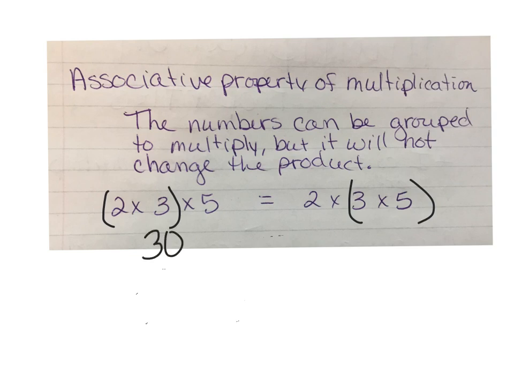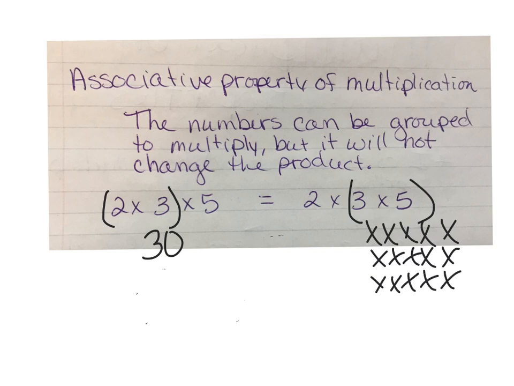Now I go over here to my other problem. I'm going to multiply 3 times 5, 3 groups of 5 here. 1, 2, 3, 4, 5, making an array. Three groups of 5 is 15. Woo-wee! And now I have to multiply by 2. Man, that's a lot of X's that I need to draw.